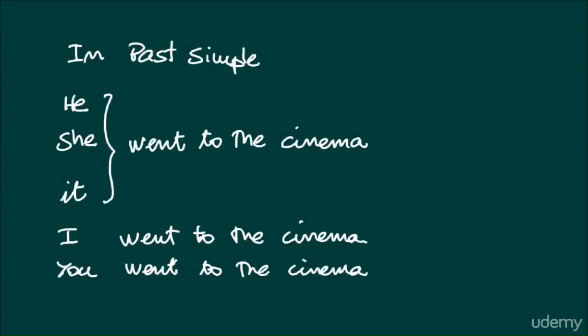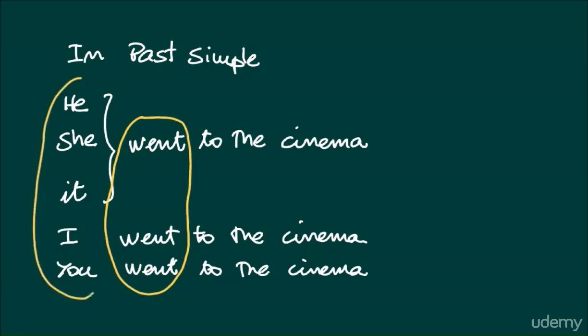In past simple, he, she, and it are treated as any other subject. Look at our examples in different subjects. I went to the cinema. You went to the cinema. He went to the cinema. She went to the cinema. We went to the cinema. They went to the cinema. As you can see, the verb doesn't change depending on the subject. They are all the same.